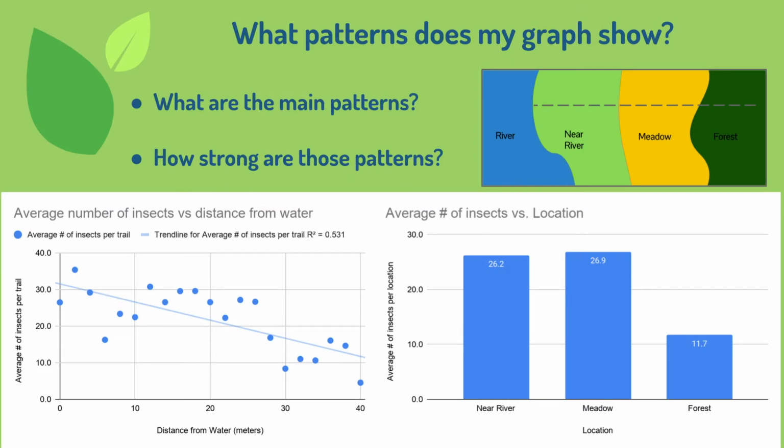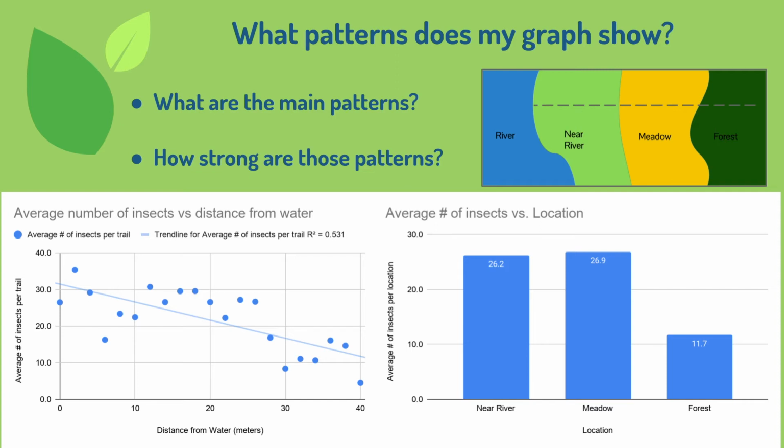Nice job! Now that you've made your graphs, we can start to investigate what patterns are there in your data. When we look at a graph, it's important to start with the broadest patterns that we can see before getting too specific. If we look at the examples from my graphs, we can see in the scatter plot that we find more insects near the water and fewer insects further from the water. That's the main pattern that we can see there.